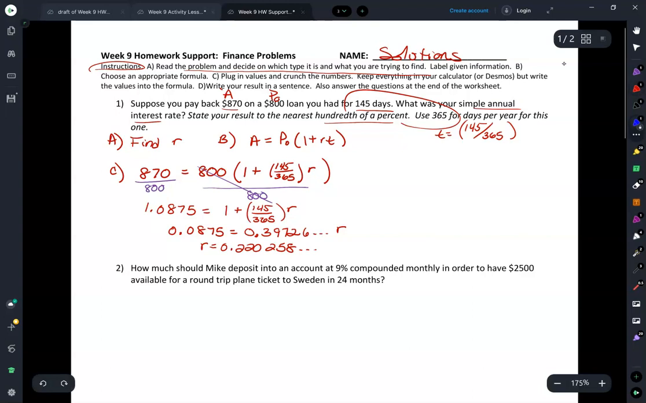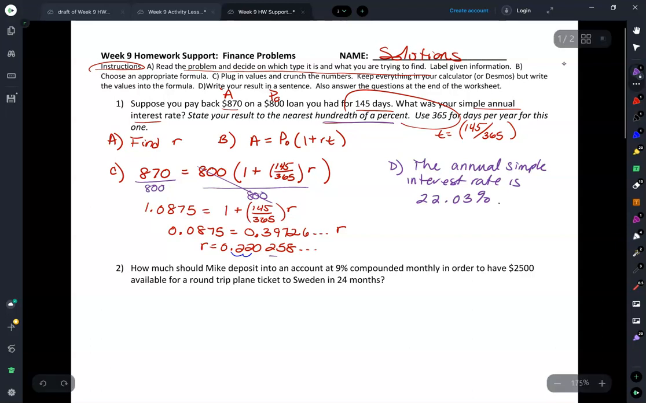Now we just need to convert this to a percent. So our final answer would be D. I'll write that over here. The annual simple interest rate is 22.03%. You want a nearest hundredth of a percent. So got to look at those values there. And that's it for number 1.